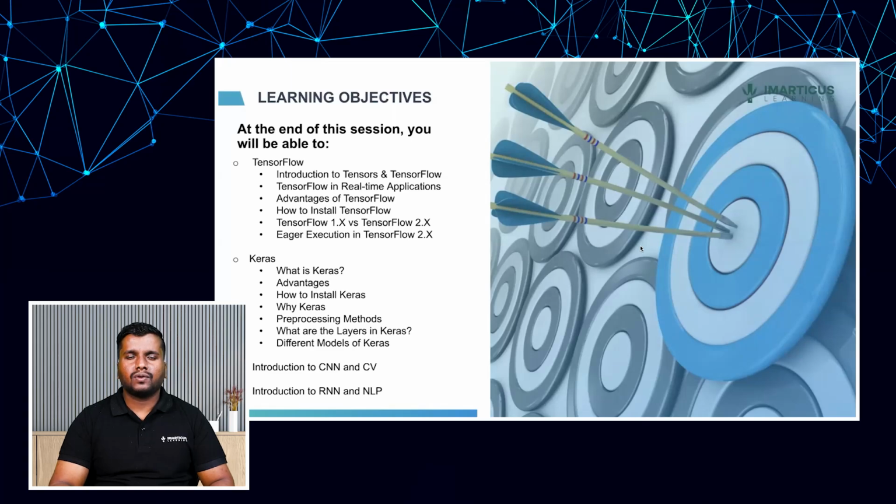Also, we will try to understand what is Keras, in which we will understand advantages of using Keras, how to install Keras, why Keras, pre-processing methods, what are layers in Keras, and different models of Keras. At the end, we will also understand what is CNN and CV or computer vision, and also what is RNN and natural language processing. So let us begin.